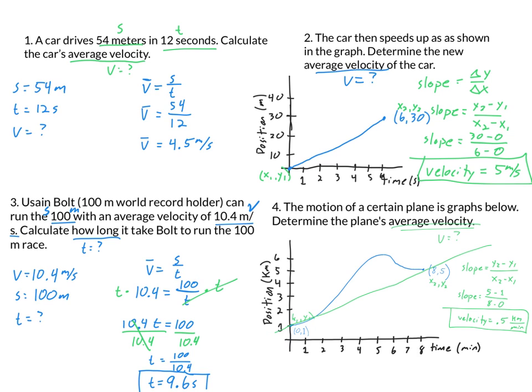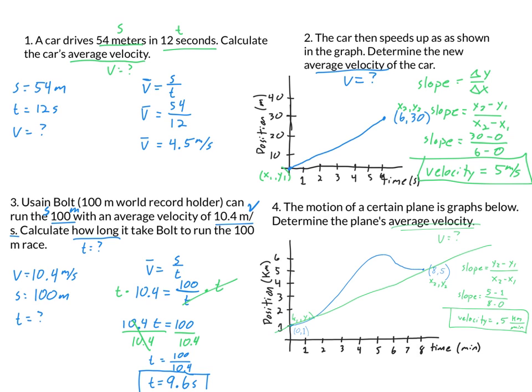And you might say to yourself, hold on, Mr. Birch, you've said that the base unit for velocity was meters per second. Why are we dealing with kilometers per minute? Well, that's because that's what the units were given to me on the graph. We'll talk about converting units in an upcoming video here. So velocity, the average velocity would be 0.5 kilometers per minute.